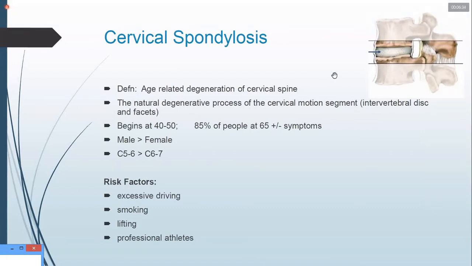So coming to cervical spondylosis, what is it? This is the age-related degeneration of the cervical spine. It is the natural degenerative process of the cervical motion segment. The motion segment means the inferior end plate of the superior vertebra, the intervertebral disc, as well as the superior end plate of the inferior vertebra, and the associated facet joints.